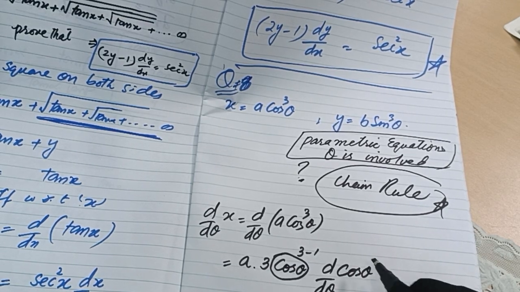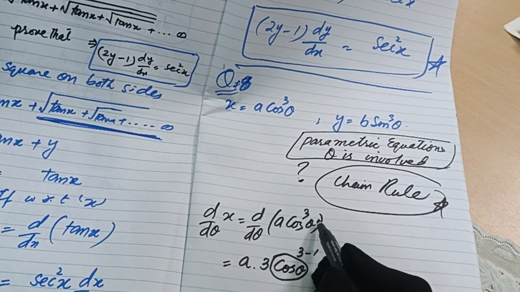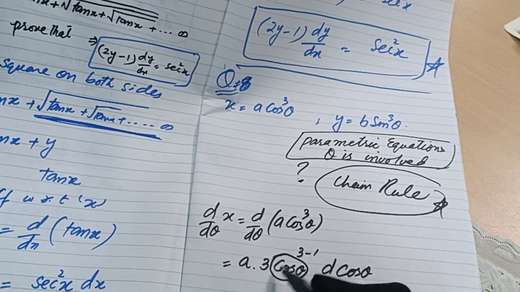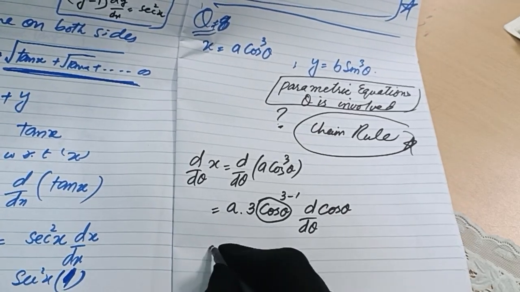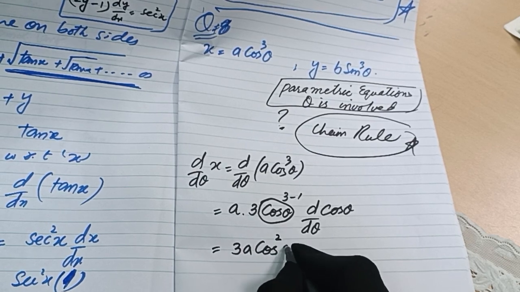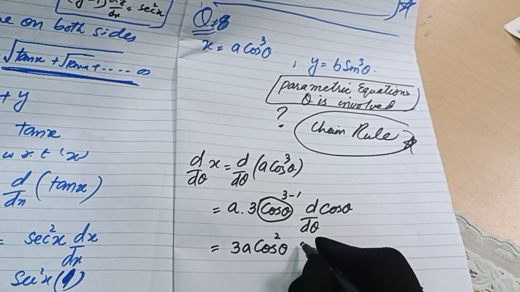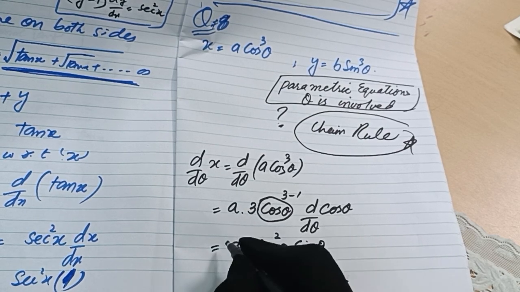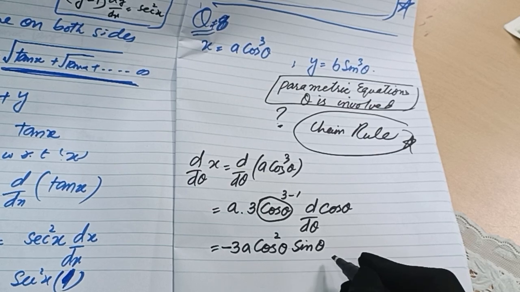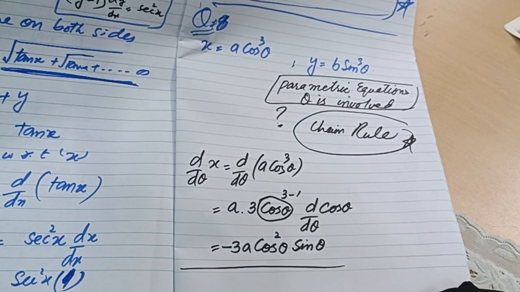Cos of theta. I was telling you, when the power is on a trigonometric ratio, it means it's a whole power. When the power is on the angle, consider it the power of only the angle. So the power is on the complete function. Okay. Now 3a cos square theta. And what is the derivative of cos? Minus sine theta, the negative sign I can write at the start. And the derivative of theta will be 1. So this is the derivative of the x function.